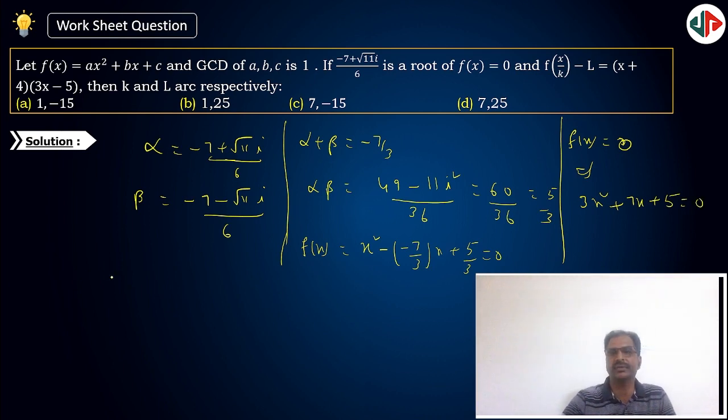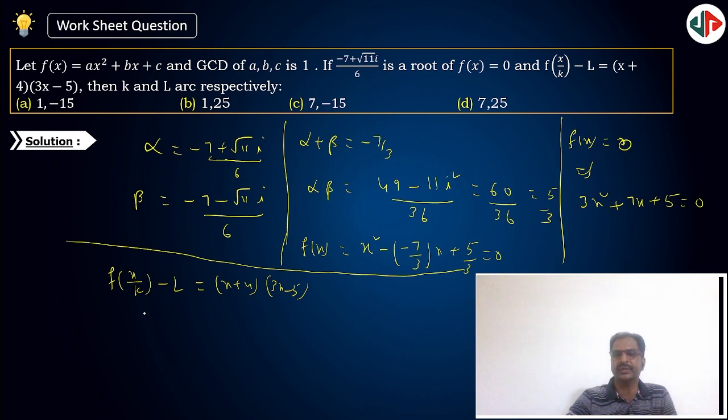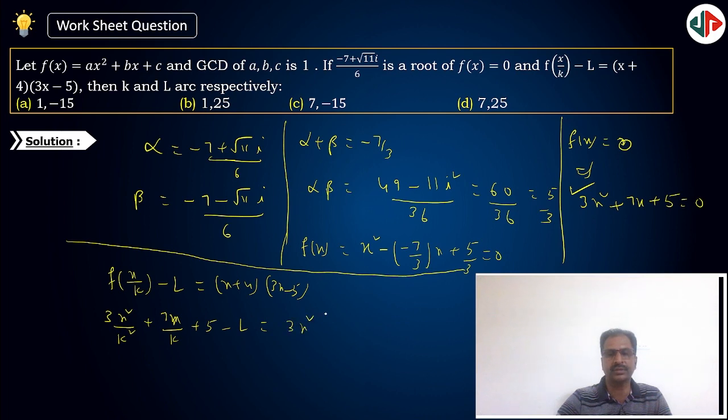Now what is the condition given for us? f of x by k minus L is (x + 4) into (3x - 5). How to get f of x by k? Replace x with x by k in this. So this is 3 into x^2 by k^2, plus 7 into x by k plus 5 minus L. By multiplying these two factors, you get 3x^2 plus 7x, you get minus 20.